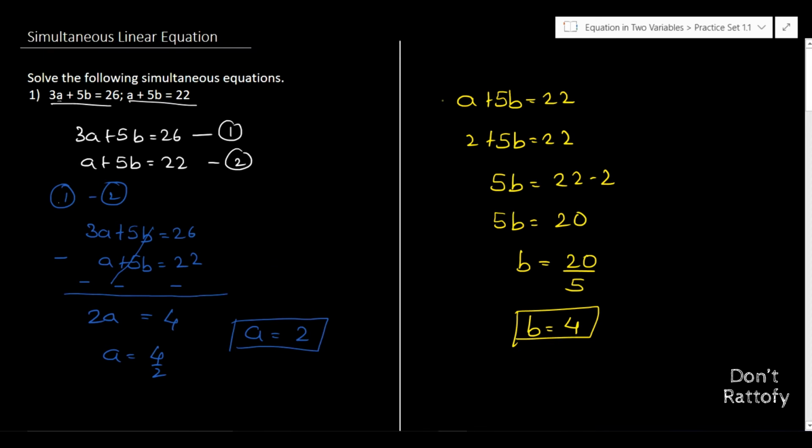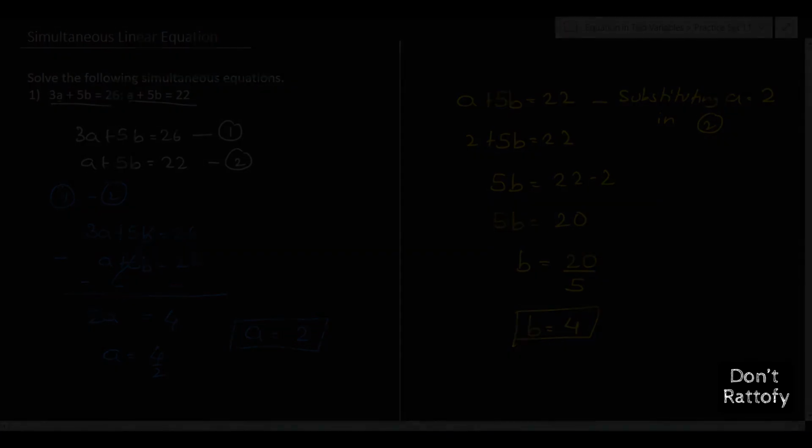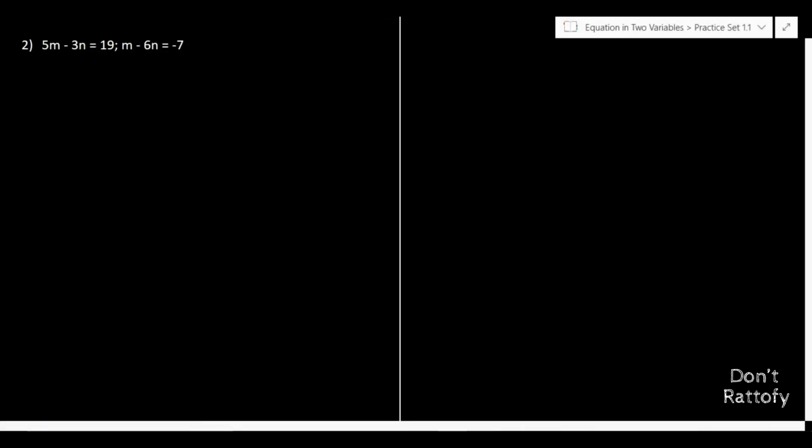I'll just have to add one, substituting a is equal to 2 in equation 2. That is what I have to add. Okay, so this is a very easy sum we have done, and similarly we are going to solve the next sums. Okay, so moving ahead, now we are going to do the second sum.